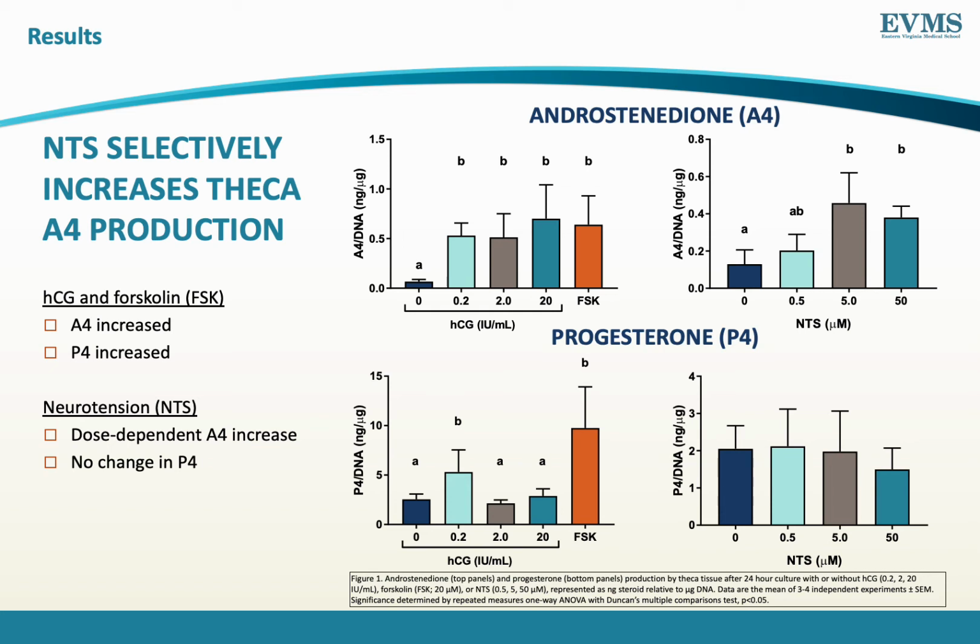Starting on the left, both HCG and forskolin treatment increased androstenedione and progesterone in media of cultured theca compared with untreated cultures, which were the expected results of our positive controls. In the graph in the upper right, our novel findings show that neurotensin increased androstenedione concentration in a dose-dependent manner. In contrast, as shown in the lower right, media progesterone concentration was unchanged in response to neurotensin at any dose.